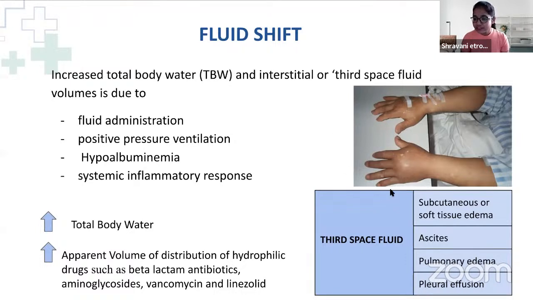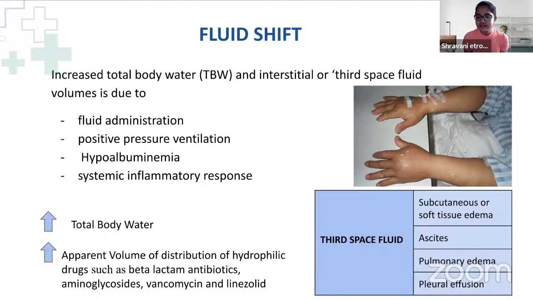Fluid shift. Just look at this picture. Usually when patients are in the critical care unit, they have this phenomenon called fluid shift, an increase in total body water and interstitial fluid, also known as third space fluid. So how do patients have such third spacing in their arms? When you look at my hands, these are completely normal. But look at these patients, there is a bulge. So this is called fluid shift. Why does it happen? In case of fluid administration, positive pressure ventilation, hypoalbuminemia, and systemic inflammatory response.